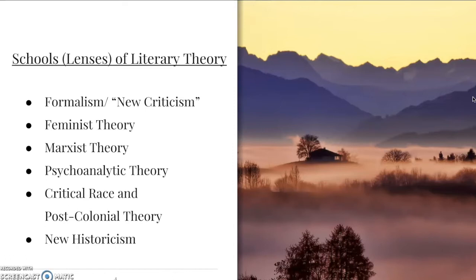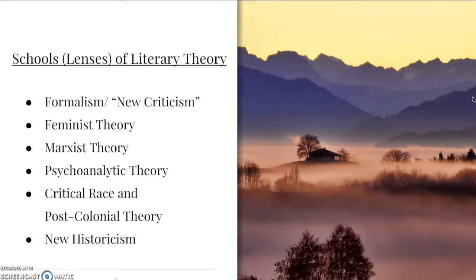There also is Marxist literary theory, which we're not covering in this course, but later on you can see some examples of Marxist theory. Marxist literary theory looks at literature and analyzes it based on elements such as economics and power. There's also psychoanalytic theory, which we will cover later on when we talk about Between the World and Me, as well as critical race and post-colonial theory, which is important to our understanding of reading modern texts.